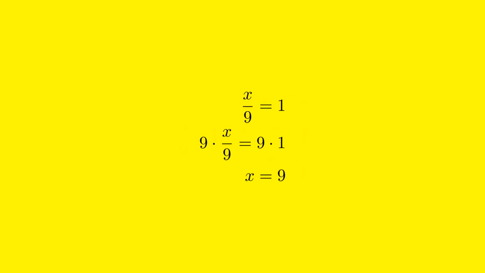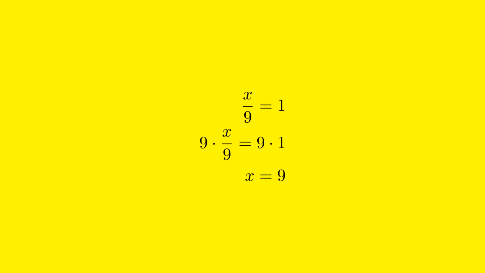Next, our current equation is x divided by 9 equals 1. We need to get x by itself on one side of the equation. Since x is being divided by 9, we need to reverse this operation. The opposite of dividing by 9 is multiplying by 9. This will help us to isolate x. So we multiply the left side of the equation by 9, which gives us x divided by 9 times 9. At the same time, we also need to multiply the right side of the equation by 9 to keep it balanced, so we multiply 1 times 9.